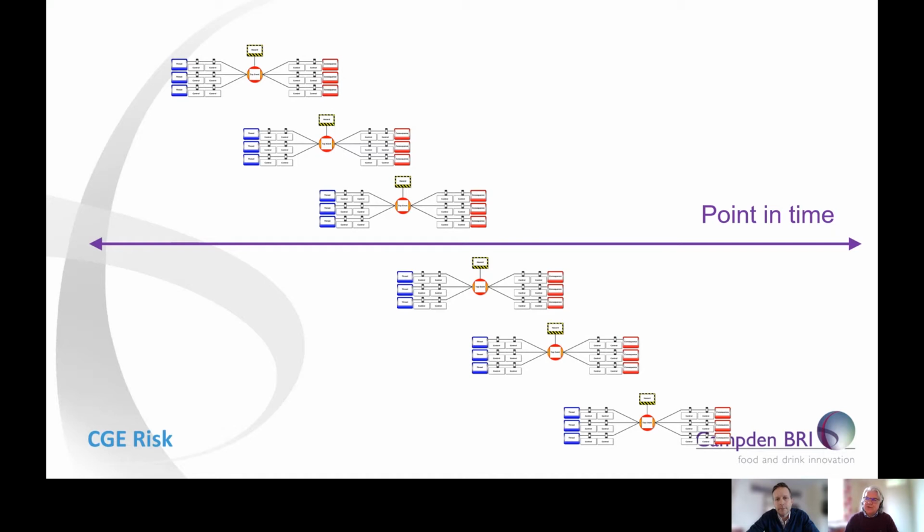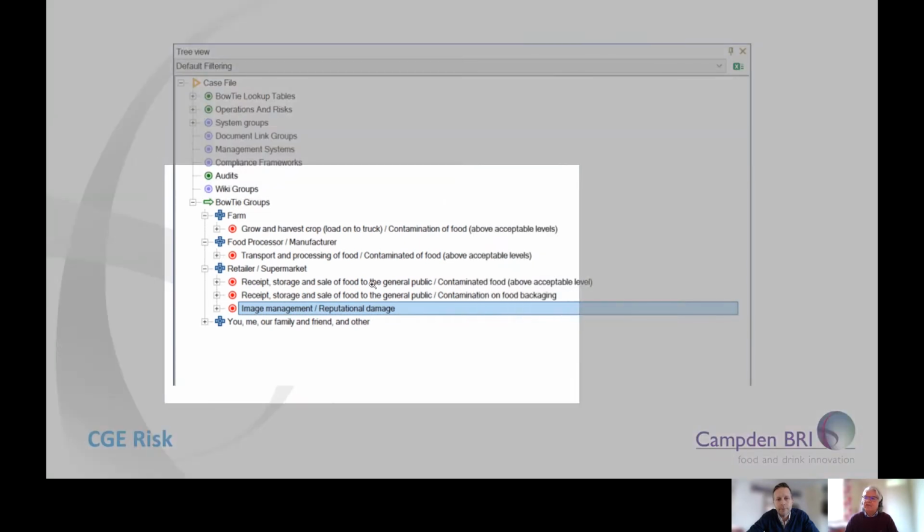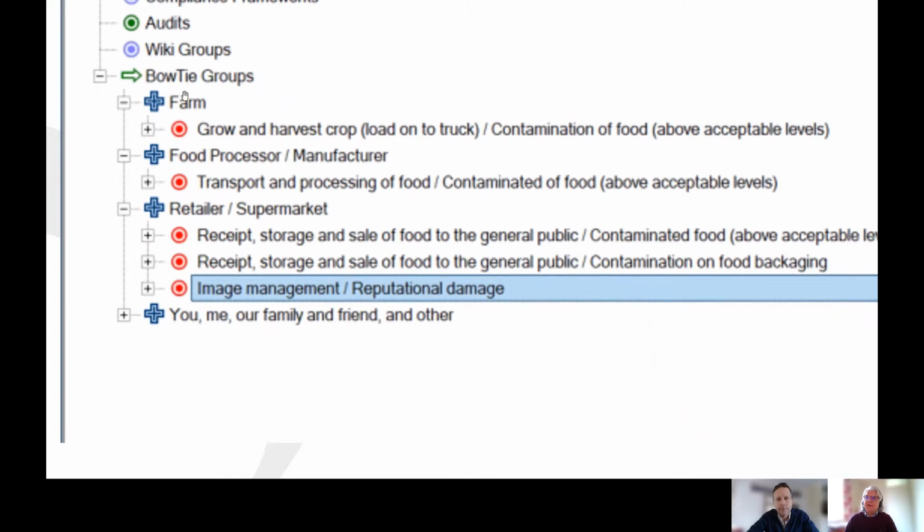So to illustrate that, how do we link these together? Well, it's very interesting that when we look at the software program, it gives us the ability to group bow ties together. So here we've looked at them being one on the farm, the manufacturer, then looking at it from a retailer, supermarket, and then obviously from a consumer perspective.